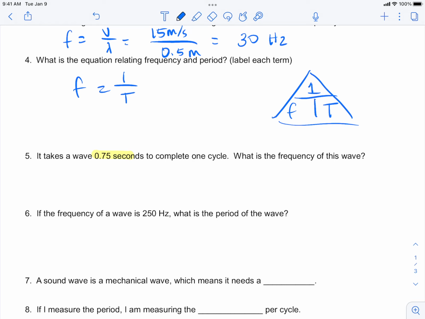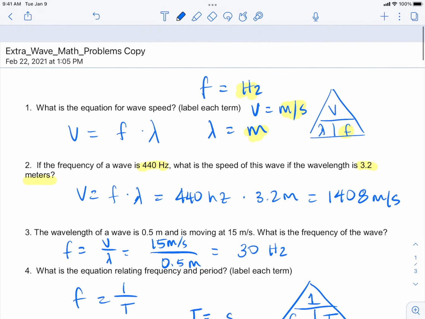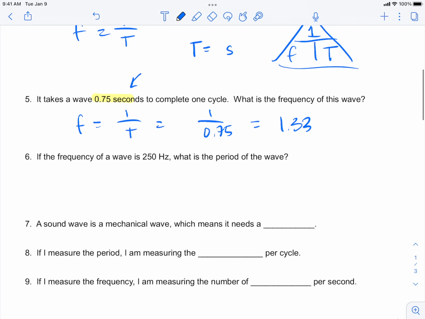So frequency is 1 over period. Again, period is going to be in seconds. T equals seconds. So plug the numbers in: 1 divided by 0.75. If you take 1 divided by 0.75, you will get 1.33. And the label for frequency, in case you forgot, we wrote it up here. Frequency is going to be hertz.